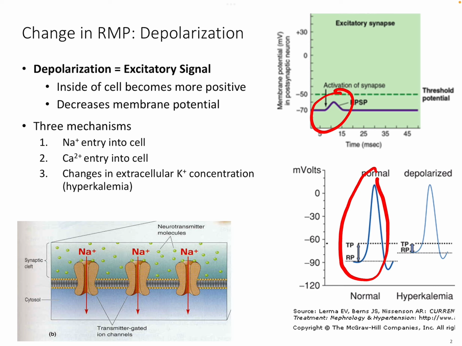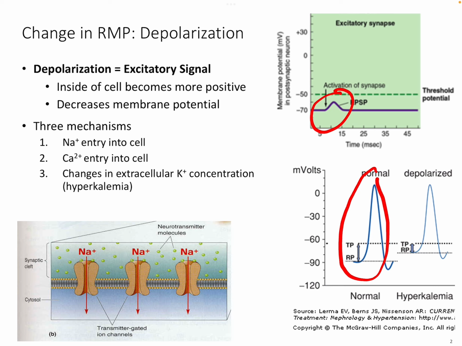Three mechanisms cause depolarization: sodium or calcium entry into the cell, or increases in extracellular potassium concentration. Sodium entry into the cell is the most common method. Calcium ion entry into the cell also causes depolarization. Calcium has been found to regulate voltage-gated sodium ion channels, and changes in extracellular calcium concentrations can alter the function of these channels, causing them to open or close.